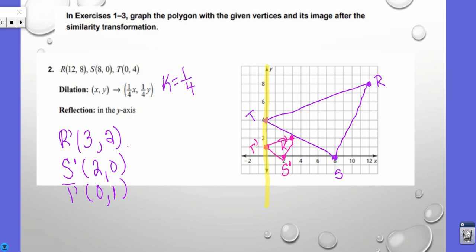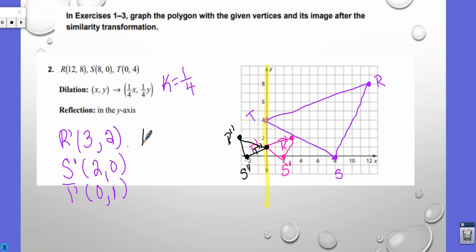And if we look, the T prime is not going to change because it's on the line of reflection, but the R prime, I'm 1, 2, 3 from the line, so I'm going to go 1, 2, 3. So this is my R double prime. And the T doesn't change, so T and T double prime would be the same. And then S prime, I'm 1, 2 from the line of reflection, so I'm going to go 1, 2. And we get S double prime, and we are finished.